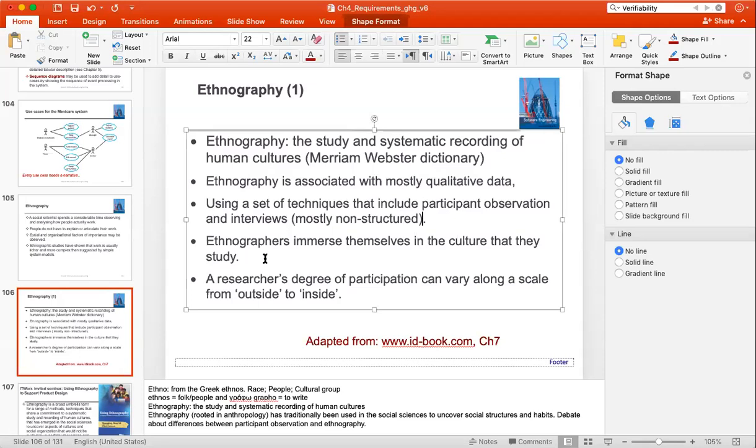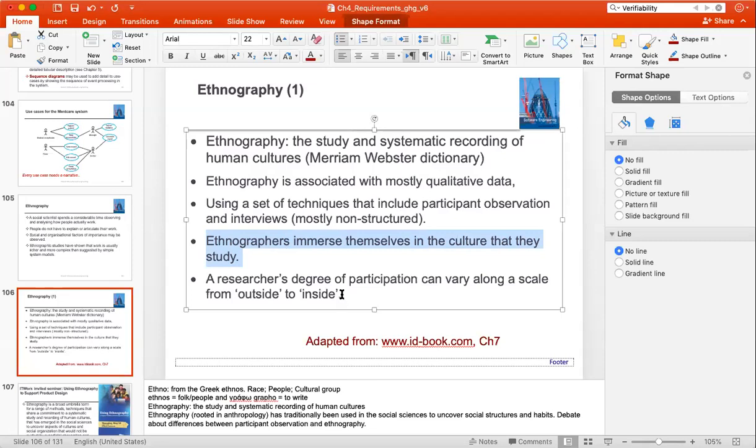So this is also important. Ethnographers immerse themselves in the culture that they study. They spend a lot of time in it. Maybe they participate, do some work with them, help them out, carry out some tasks.